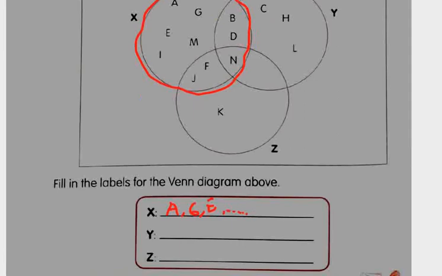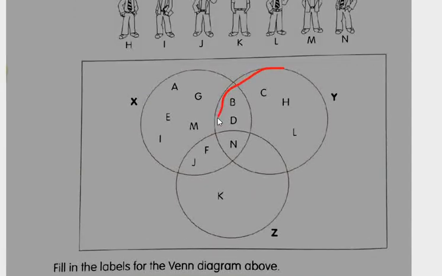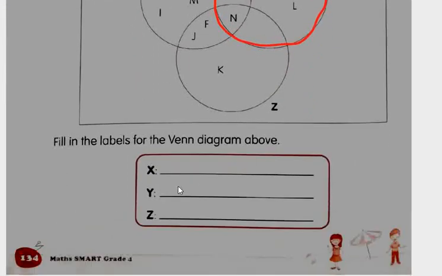And how about Y? Look at this one. Then write the labels here. There are 6 labels here. Write them in the space provided. And Z is the same like that. All the things that are included in this circle, therefore, write them all.